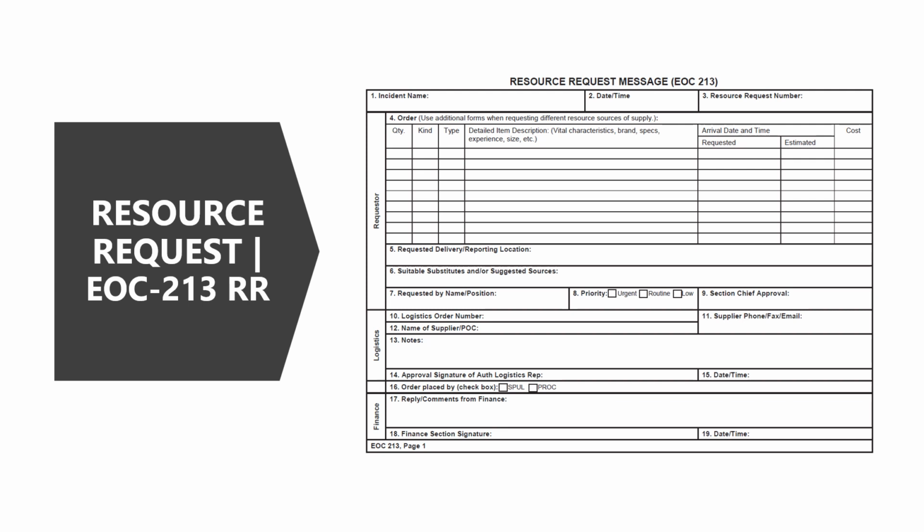This is our 213RR. This is how we're requesting those non-mutual aid supplies, services, personnel, teams, utilities, fuel, etc. This is the form that we're going to fill out when we get that resource request in. It goes through the unit up to the EOC or the operations section coordinator, goes to logistics, possibly finance, and then back. This is how we're ordering. So this is a good form to get familiar with and how to fill this form out.